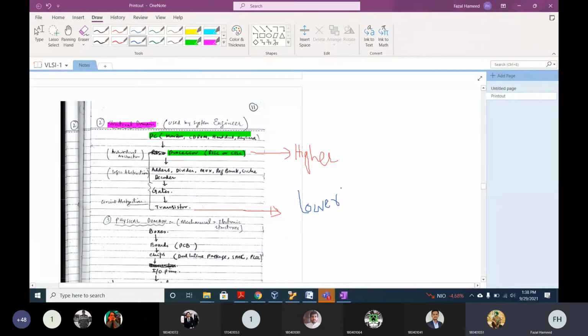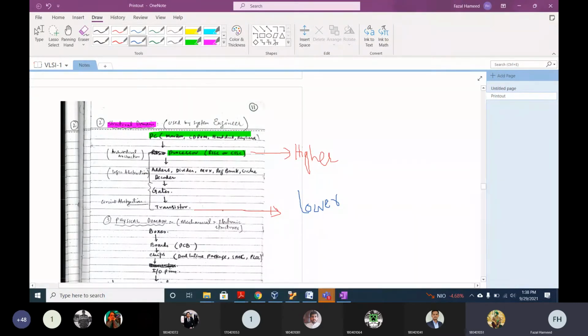Now I come to VLSI design. In VLSI design, we will design a system at different levels of abstraction. We will design a system at the transistor level, at the gate level, at the structure level like the adder or divider level, and also at a very high level of abstraction. We will study these different levels of abstraction in more and more detail in our upcoming lectures.